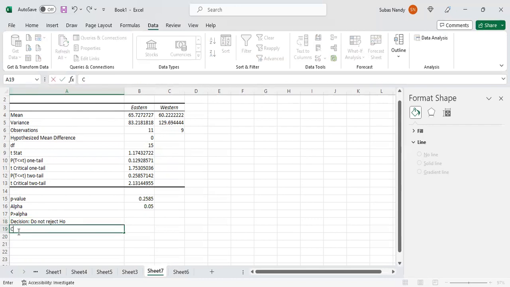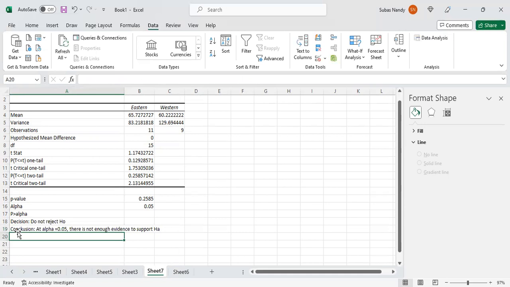Then what is my conclusion? If my decision is not to reject H0 because p is greater than alpha, then the conclusion is, at alpha equal to 0.05, there is not enough evidence to support HA. Because we did not reject H0, we could not support the alternate hypothesis.